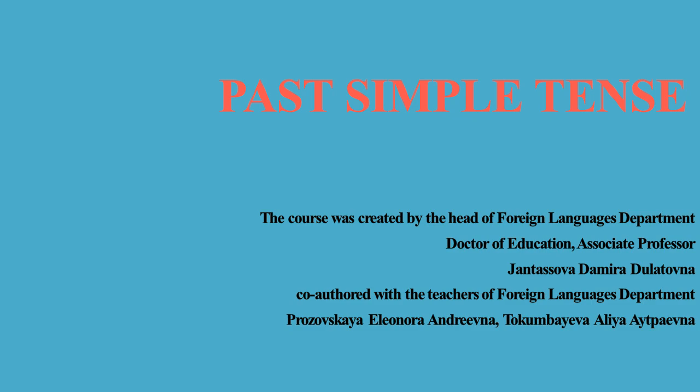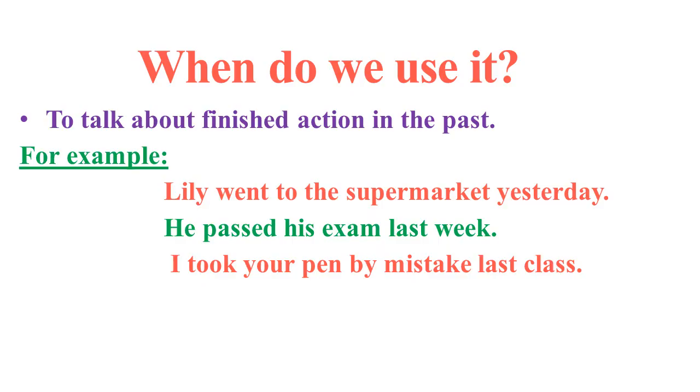In the fifth video of the second module we're going to learn past simple tense. So, when do we use it? We use past simple tense to talk about finished actions in the past. Let us look at some examples.